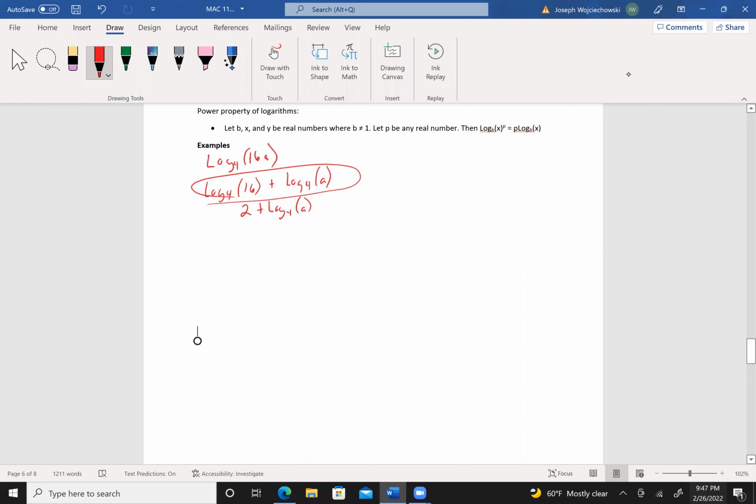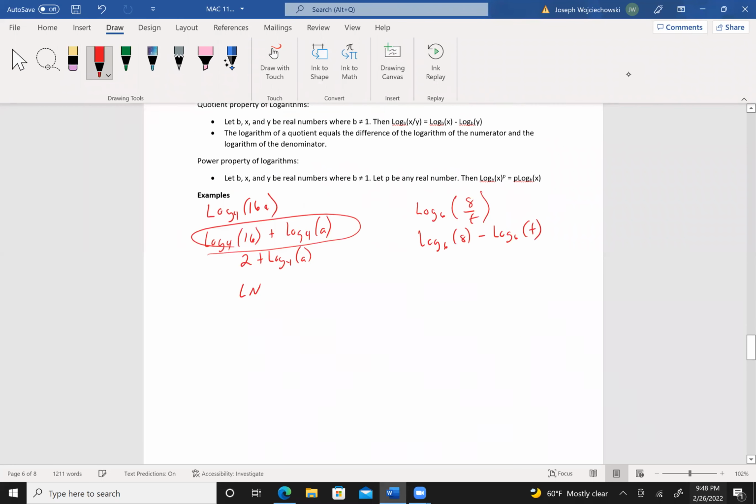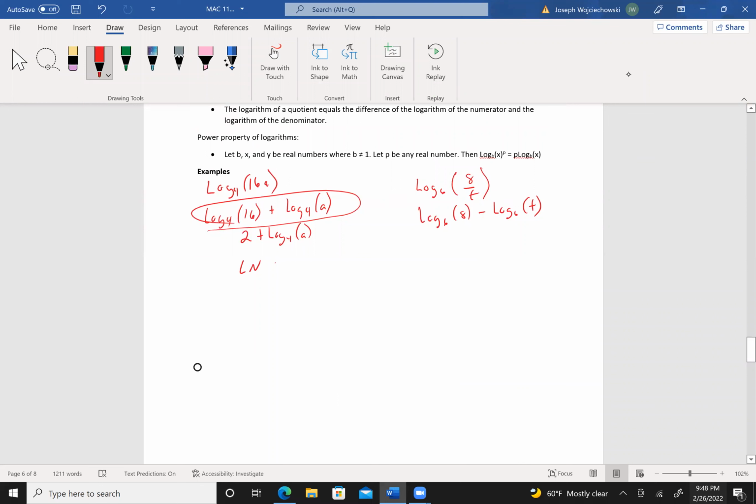Again, what if we have the log base 6 of 8 over t? Well, this is simply the log base 6 of 8 minus the log base 6 of t. Okay, what if I have this? The natural log of x to the 4th. Well, this is simply 4 times the natural log of x. So that's our three properties.